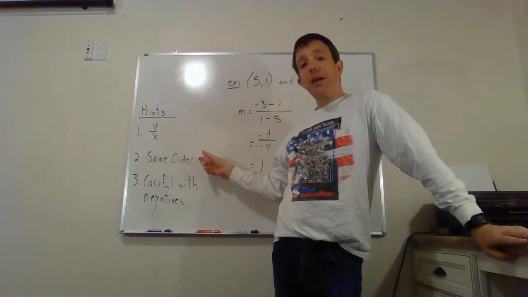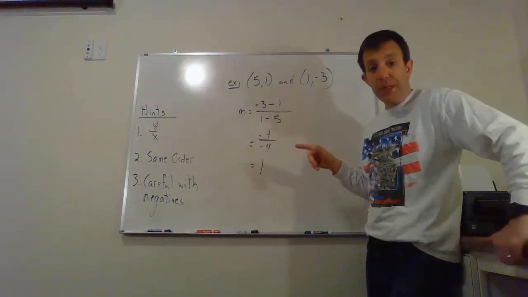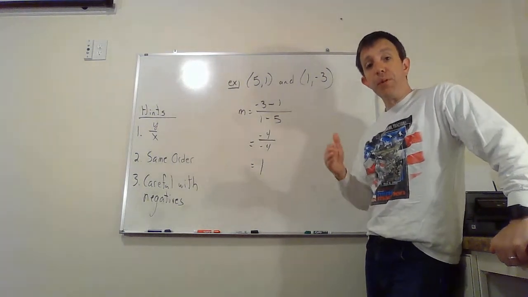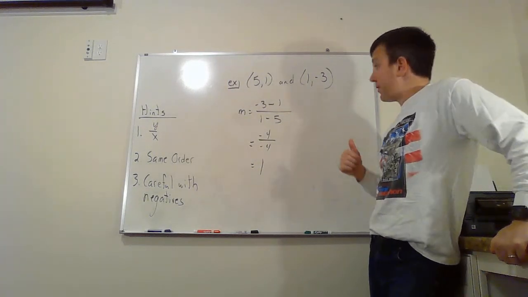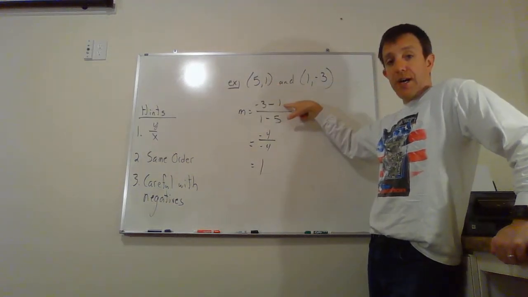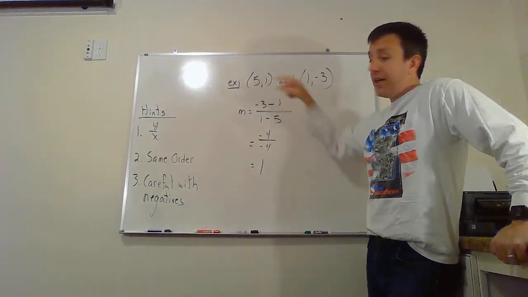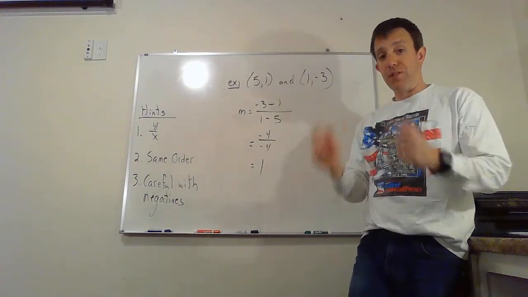You have to subtract in the same order. So it doesn't matter which point you start with, as long as you start with it for both the top and the bottom for the subtraction. So since I did -3 minus 1 on the top, I then also had to do 1 minus 5 on the bottom. I can't switch the order there.